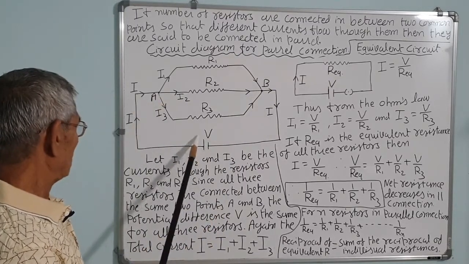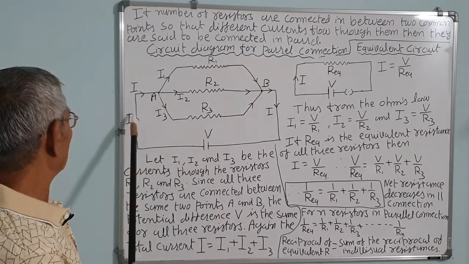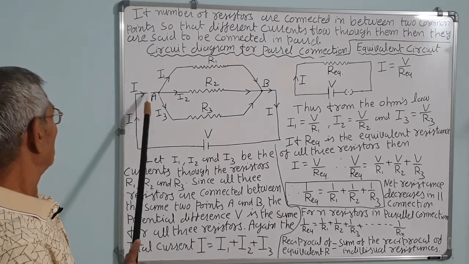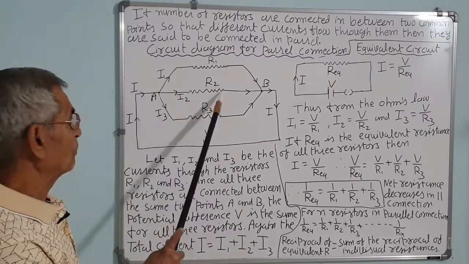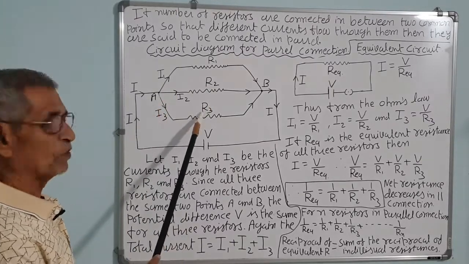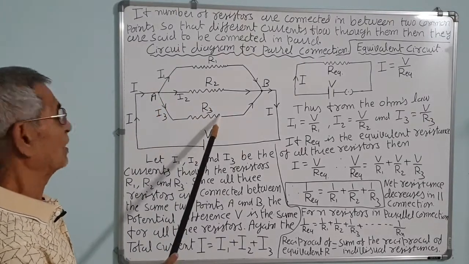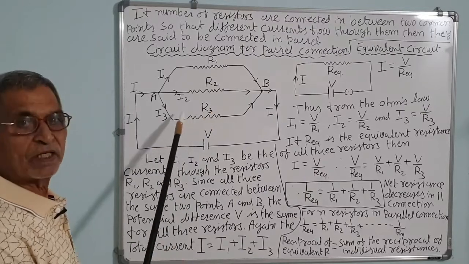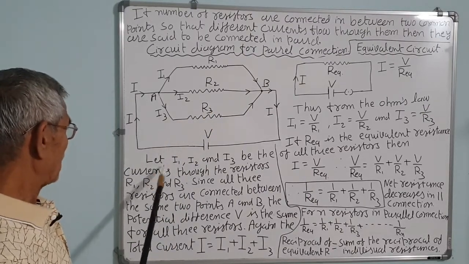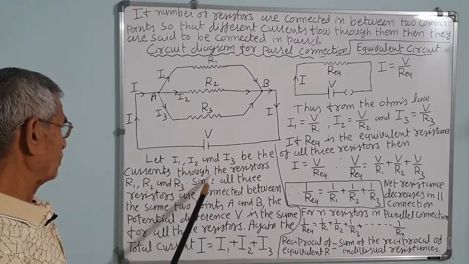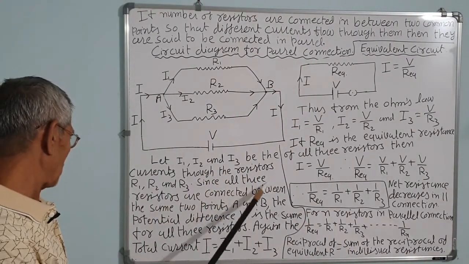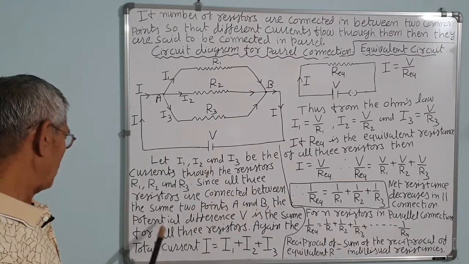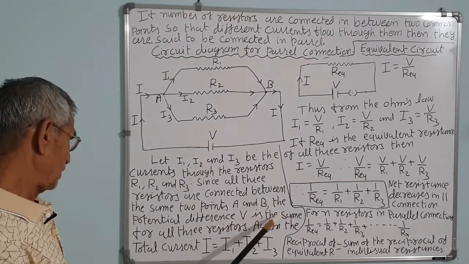Here the current in the main circuit is the total current I. Here it divides into 3 parts. So, I1 flows through R1, I2 flows through R2 and I3 flows through R3. So, different currents flow. Let I1, I2 and I3 be the currents through the resistors R1, R2 and R3. Since all resistors are connected between the same 2 points A and B, the potential difference V is the same.